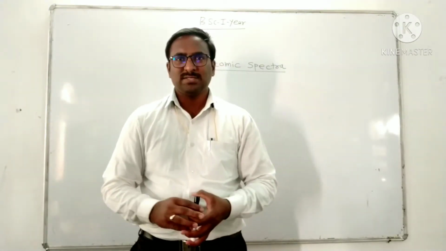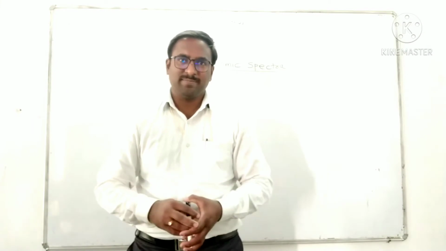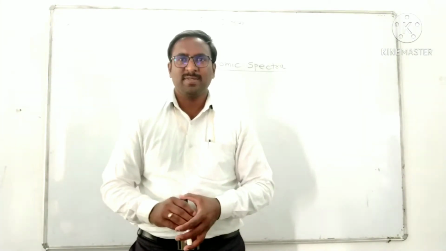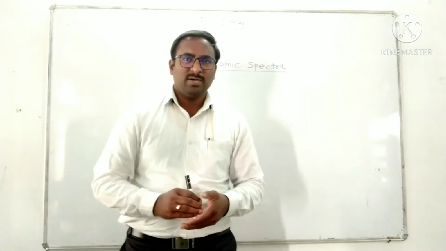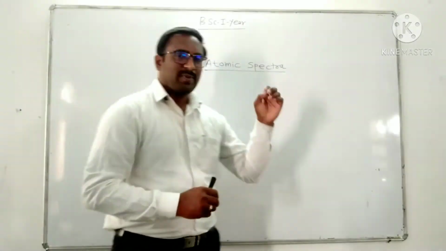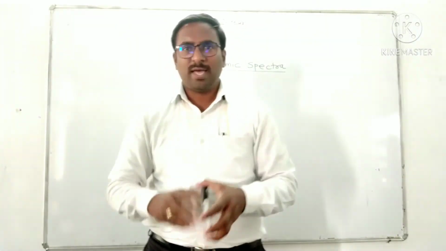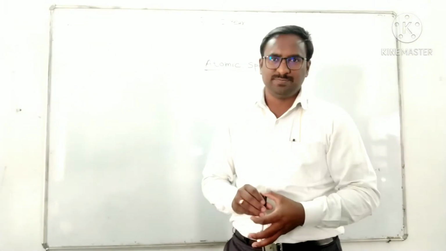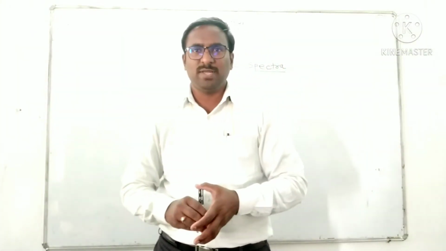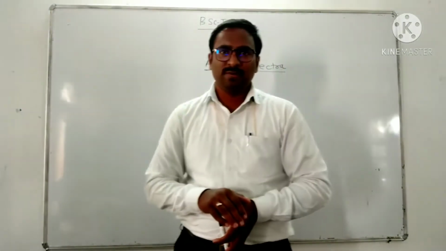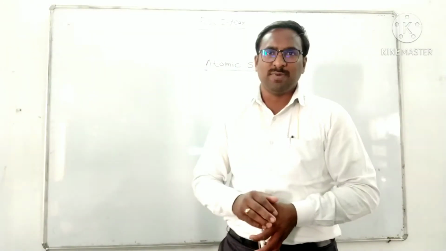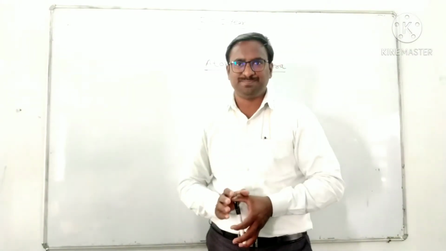How is this spectrum obtained? What is meant by spectrum? What are the different types of spectrum? Today we will learn the atomic spectrum. Spectrum is nothing but an array of different types of wavelength, arranged according to increasing or decreasing wavelength or frequency.